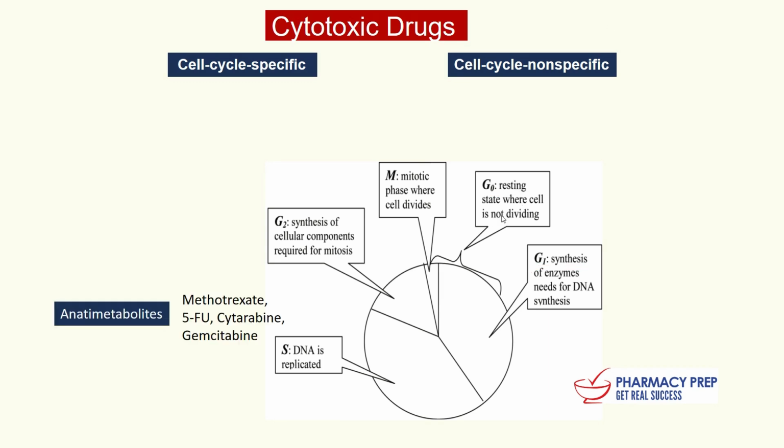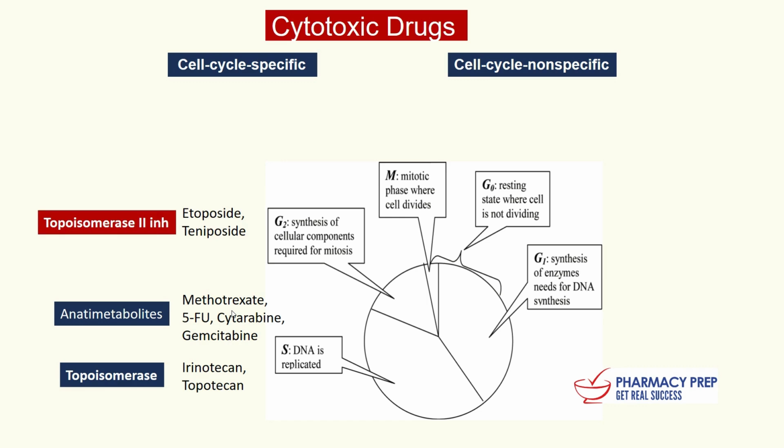Then comes the S phase, which is DNA replication. This is where antimetabolite drugs act, such as methotrexate, 5-fluorouracil, cytarabine, and gemcitabine; they act on the S phase of the cell cycle. Topoisomerase 1 inhibitors, irinotecan and topotecan, also act through the S phase. The other class, topoisomerase 2 inhibitors, such as etoposide and teniposide, act on the G2 phase, where cell components required for mitosis are formed.